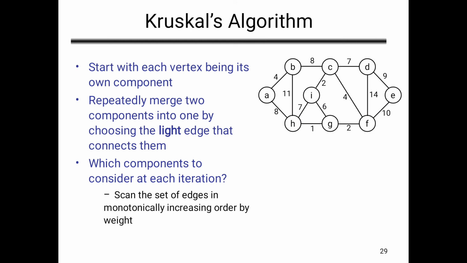Start with each vertex beginning as its own component, and repeat: merge two components into one by choosing the light edge, that means the minimum weighted edge. Connect the components to consider in each iteration. Scan the set of edges in increasing order by weight. Once observe the diagram.